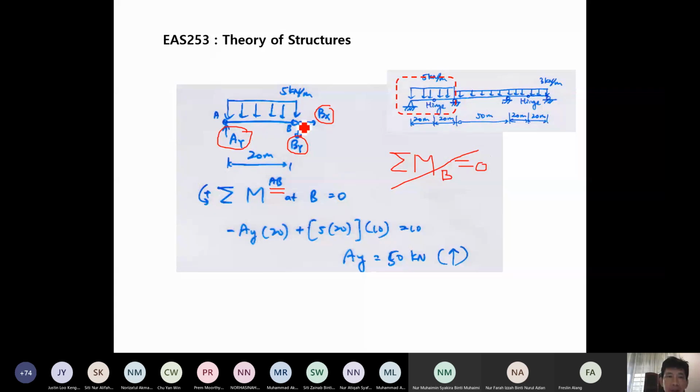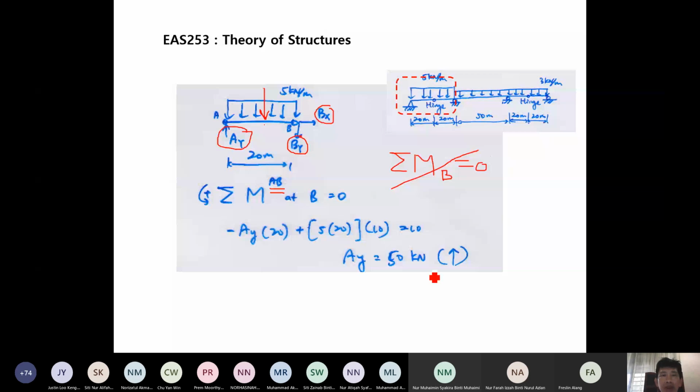So negative AY 20, because I consider counterclockwise as positive. So AY is causing positive moment at B. So AY multiplied with 20 plus, this is distributed load, 5 multiplied with 20 multiplied with 10. Because this is UDL, the equivalent force is acting at the center here. So the perpendicular distance to point B is 20 over 2, so 10. So you solve this, you get AY equal to 50. You get AY is equal to 50 class.